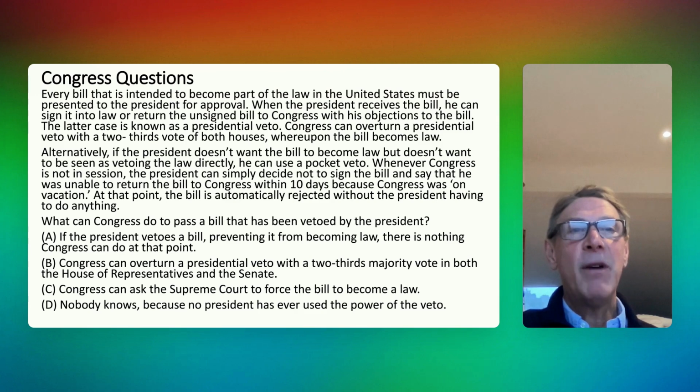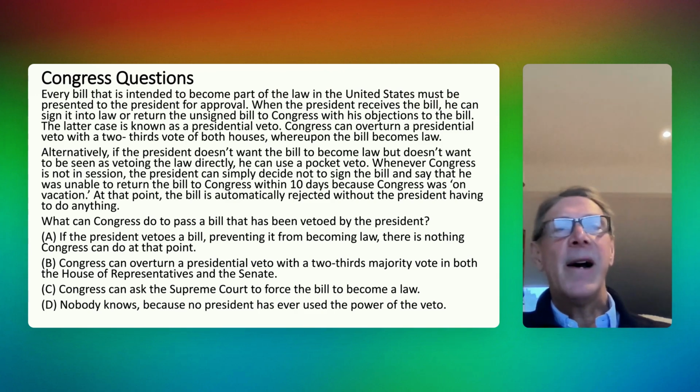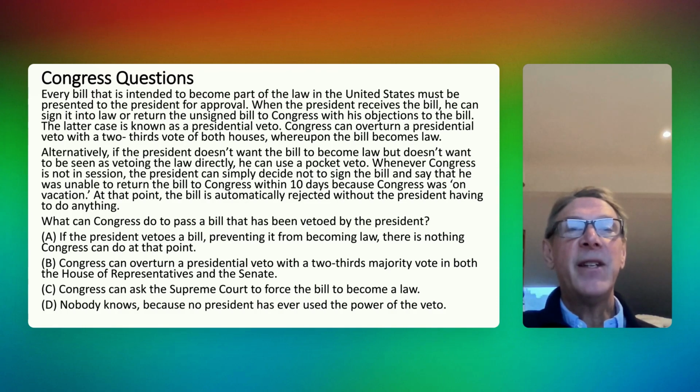And we've got a passage here to read and interpret. Every bill that is intended to become part of the law in the United States must be presented to the President for approval. So a bill is the same as a law. So if the Congress have a new law, have a bill, and they want it to be approved, they have to show it to the President, and he has to approve it.